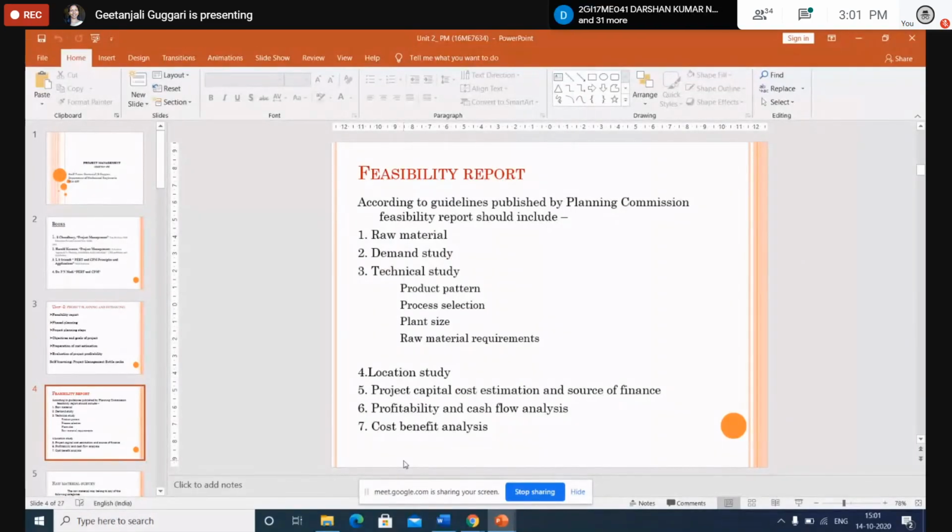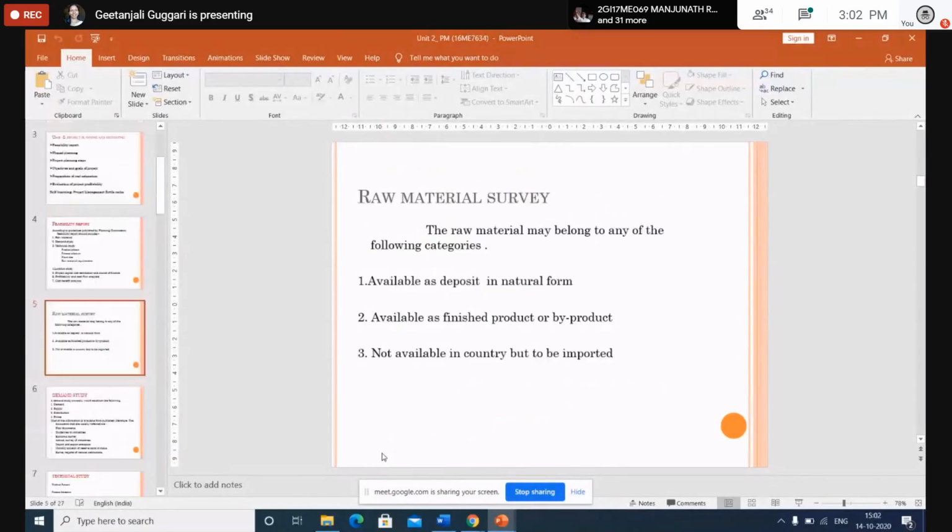So the feasibility study, considering what is a feasibility report: do the feasibility analysis of a project with respect to the raw material, or the demand study, or the technical study, or the location, project capital, profitability, and cost benefit analysis. After the location study, we have studied the different methods, that is cost estimation methods and project profitability methods. Yeah, I will go through the slides one by one.